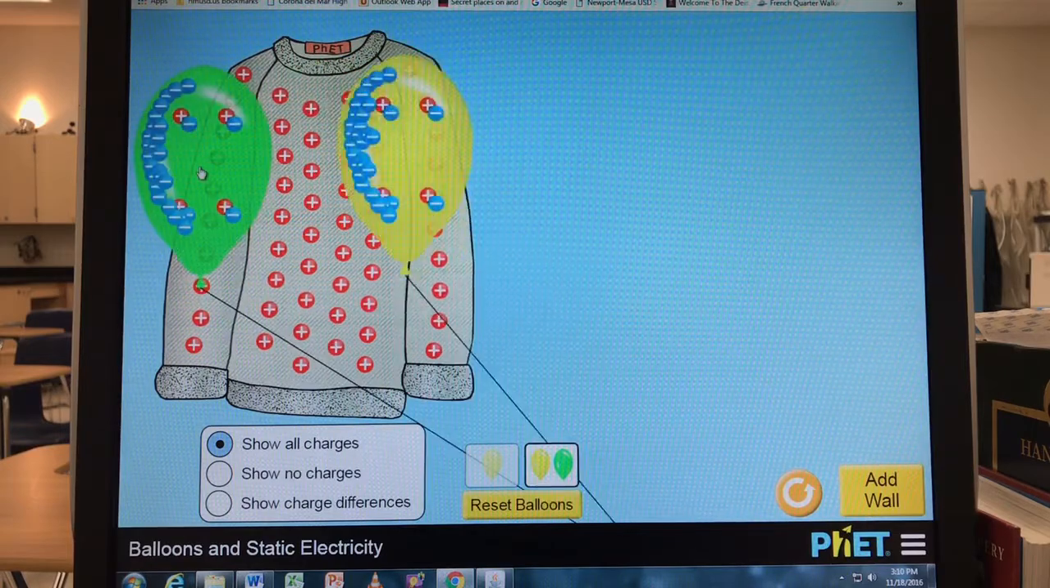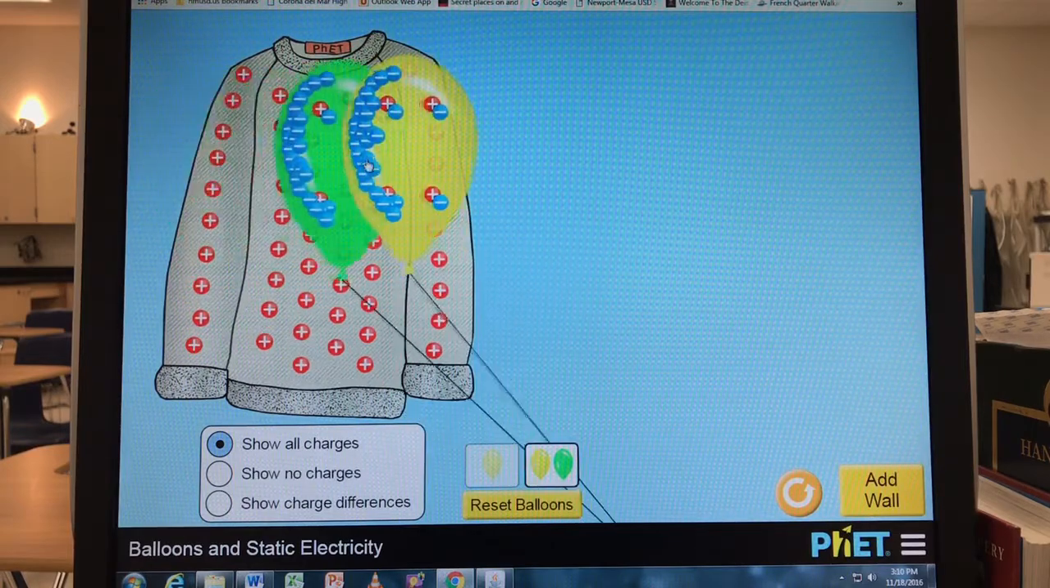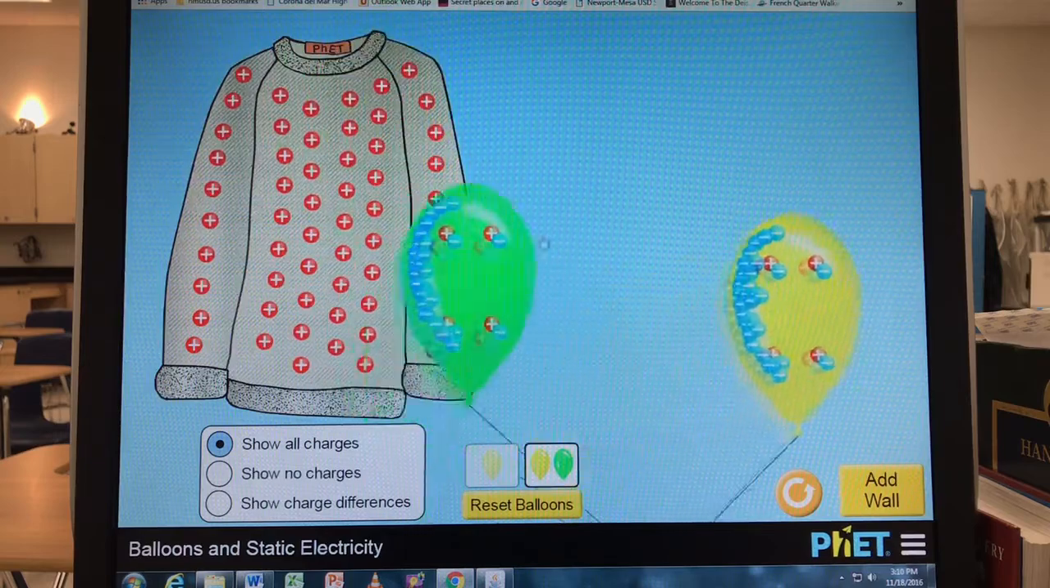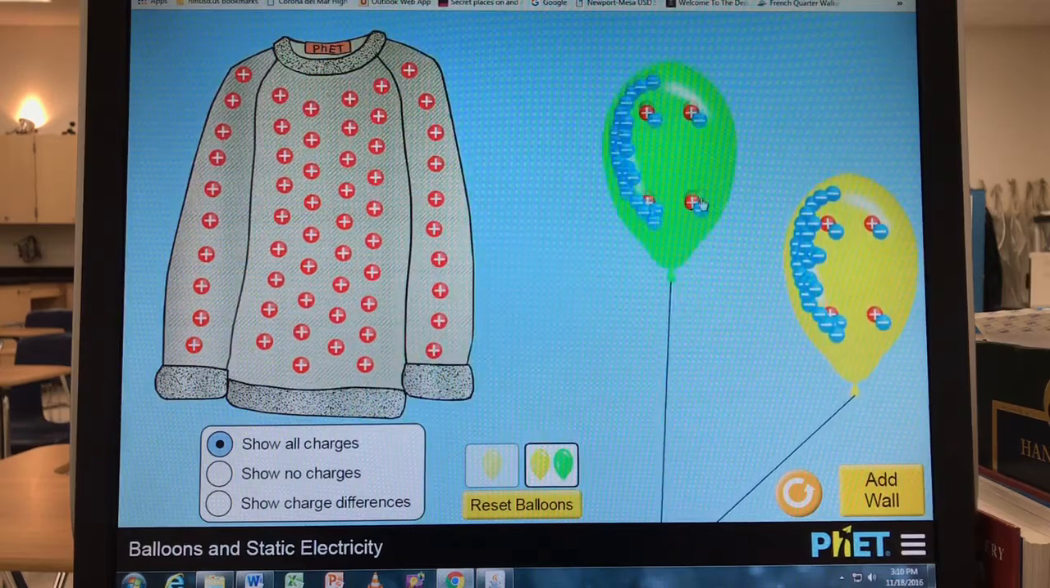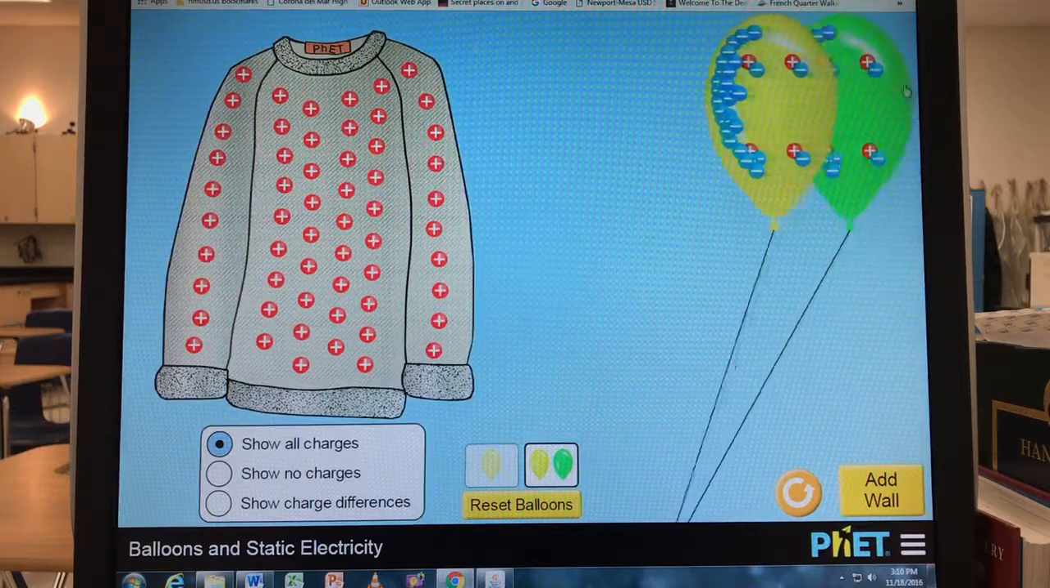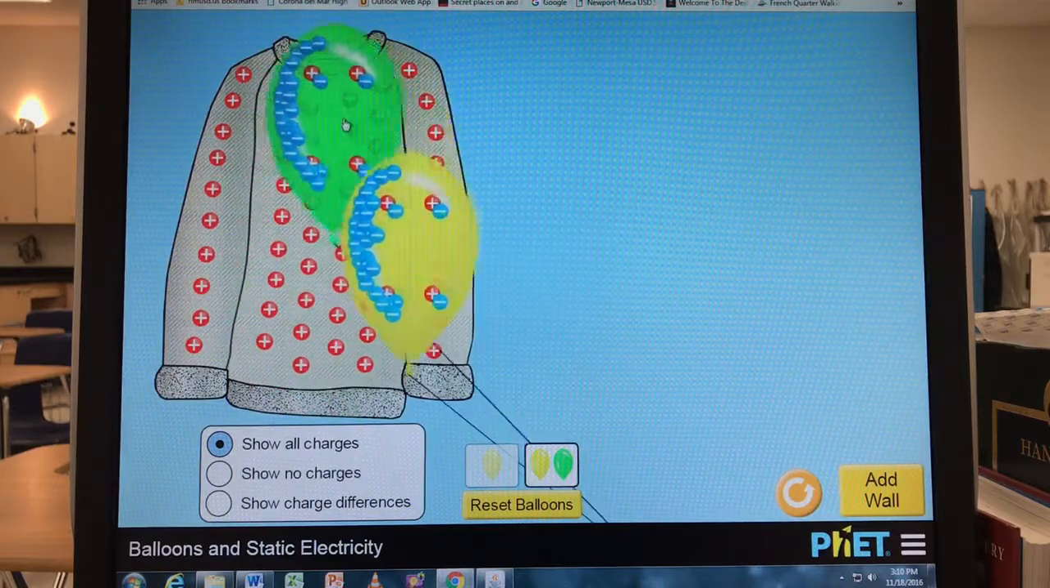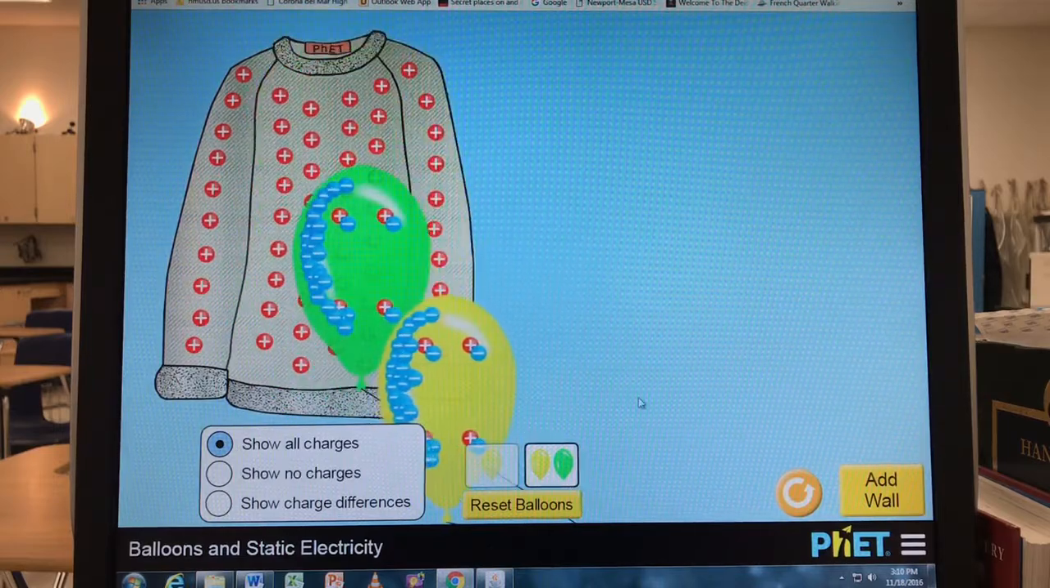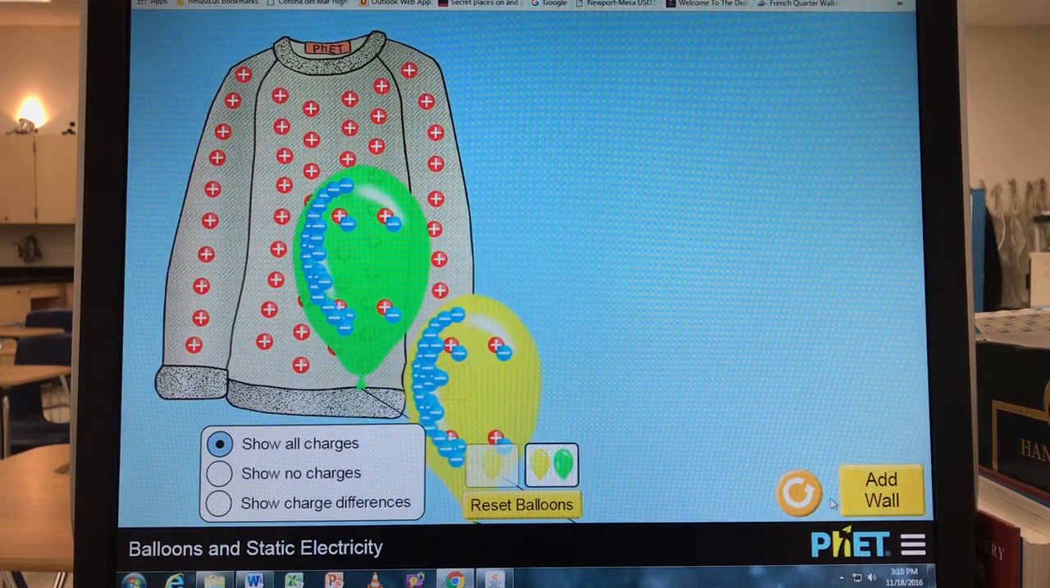It wants to be on the sweater because the sweater is positive and the balloon is negative, but these two balloons are repelling each other because they don't want to be next to each other, because they both have an excess of negative. Both have an excess of negatives, so the balloons are repelling each other. Okay, so that is that first part.